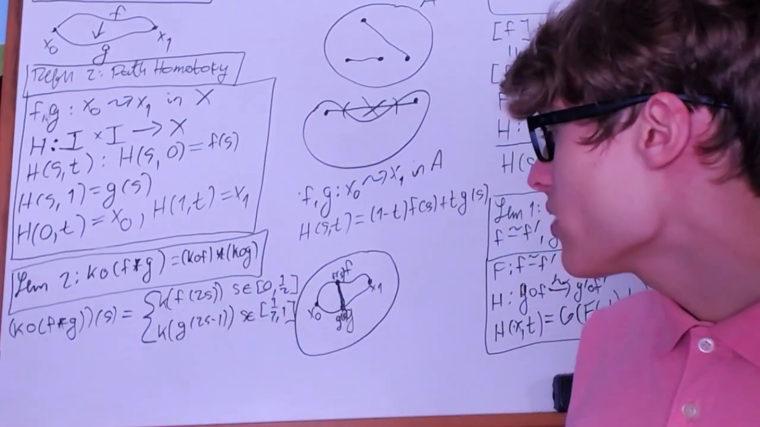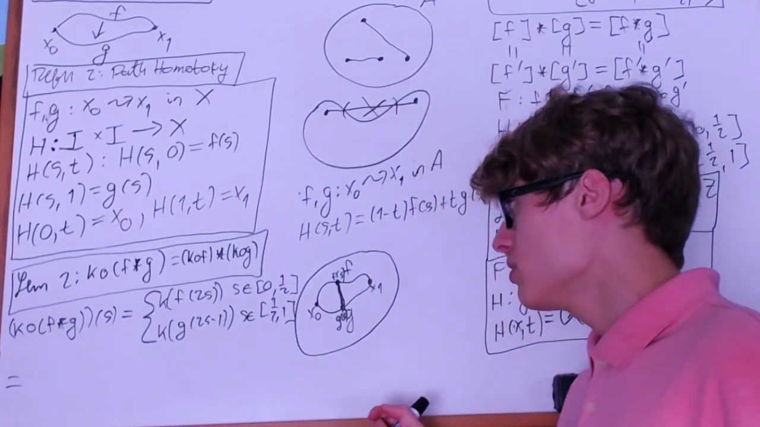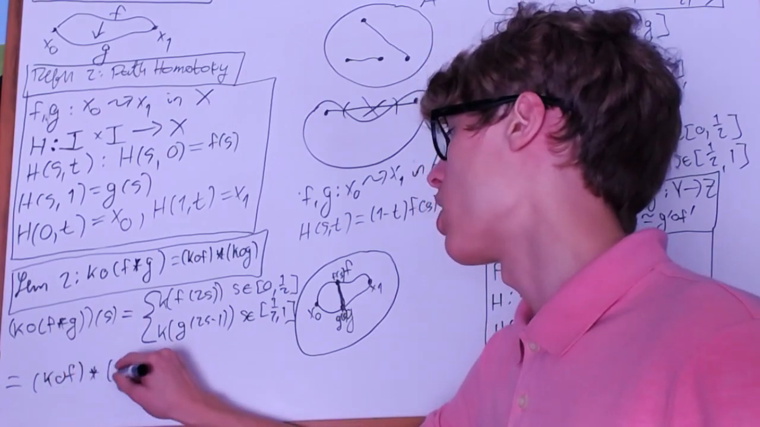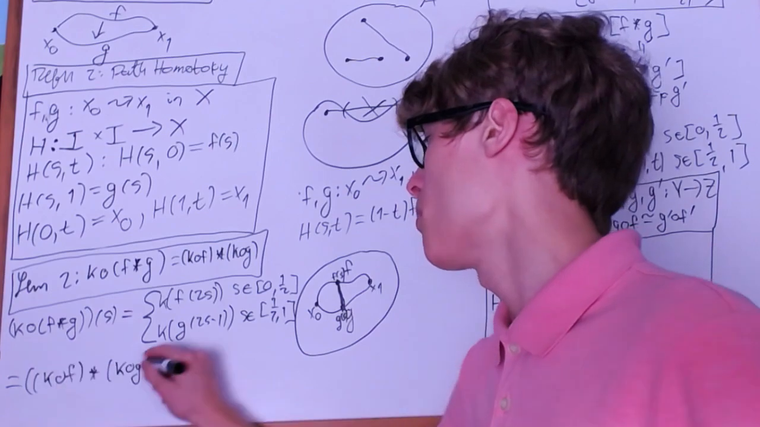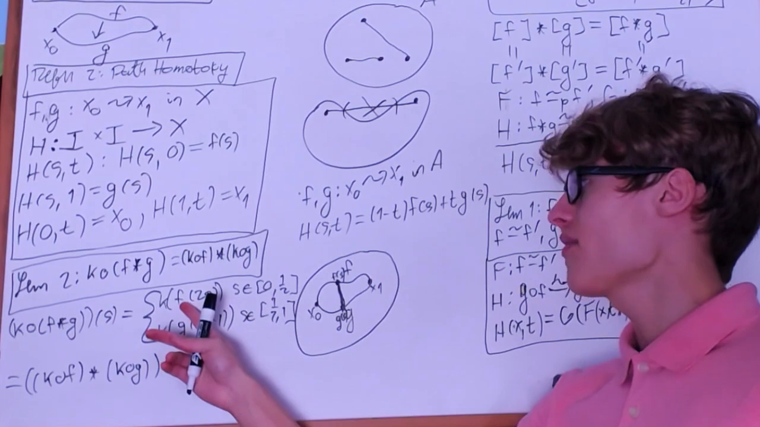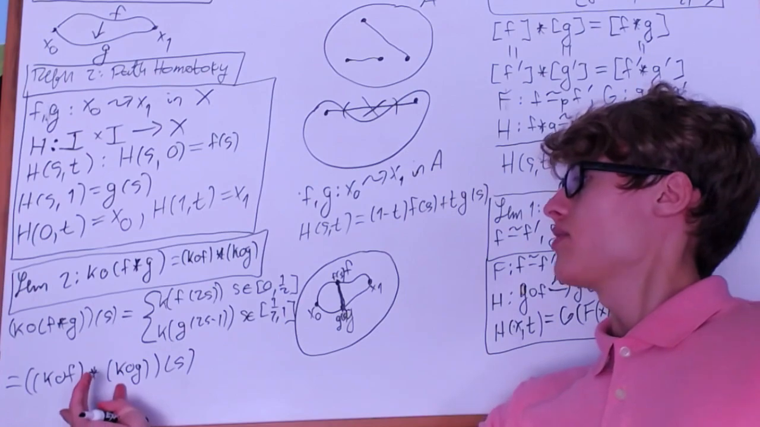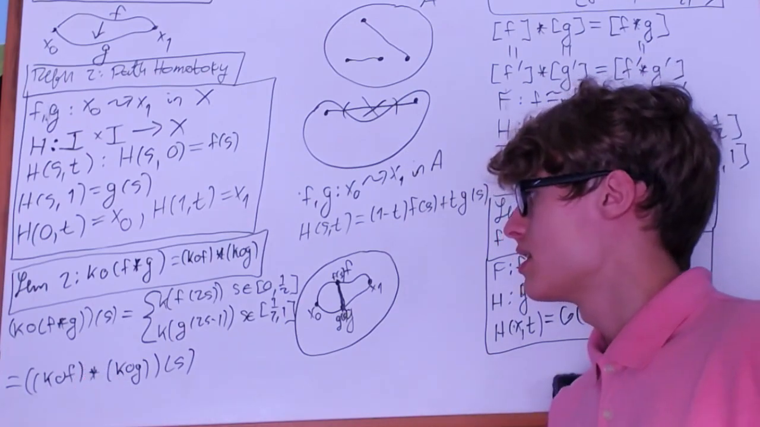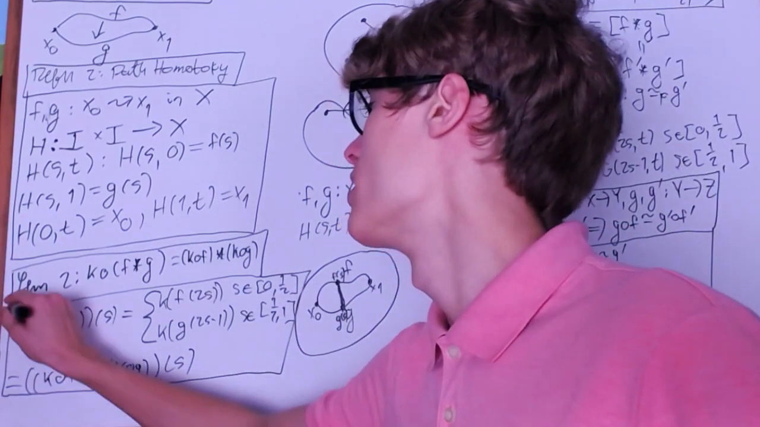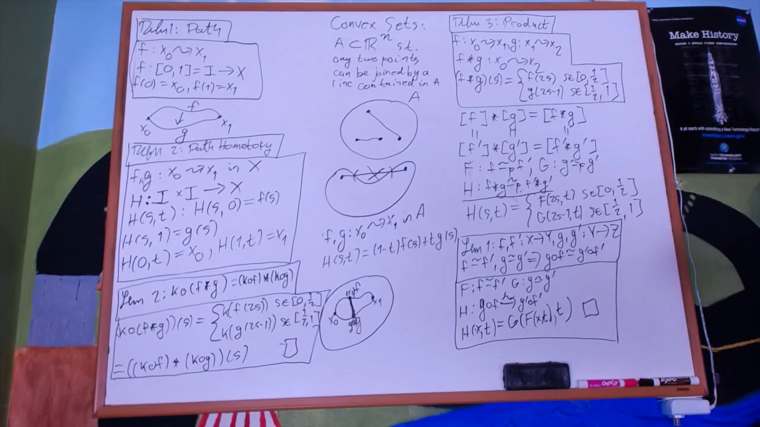Now what you can very clearly see is that this is going to be equal to the same thing as if I would have just done k composed f star k composed g applied to s. Because each one of these is just k composed f of 2s and k composed g of 2s minus 1. And then by the definition, that aligns. And so that's that lemma proven. So those are our two theorems about homotopy and composition.